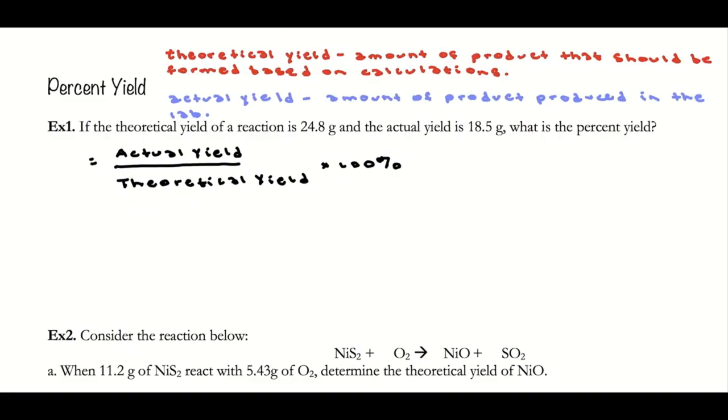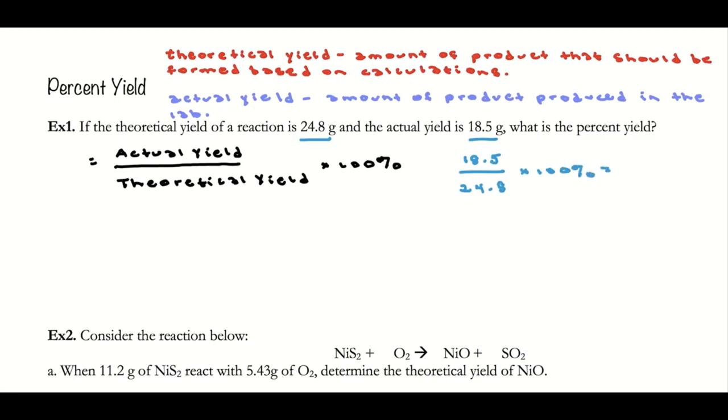It says if the theoretical yield of a reaction is 24.8 grams and the actual yield is 18.5 grams, what is the percent yield? So all I need to do is take my actual yield. This is what I actually got in the lab, 18.5 grams, divided by 24.8 grams, and then I'm going to take that and multiply it by 100%. And that's all there is to percent yield.